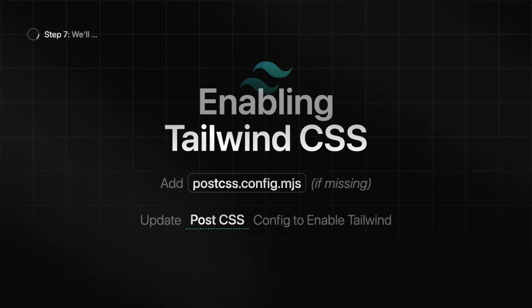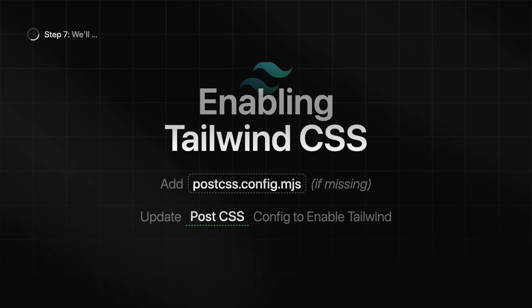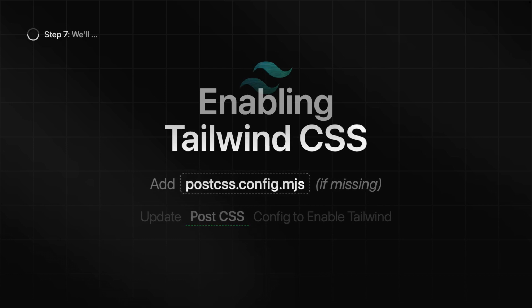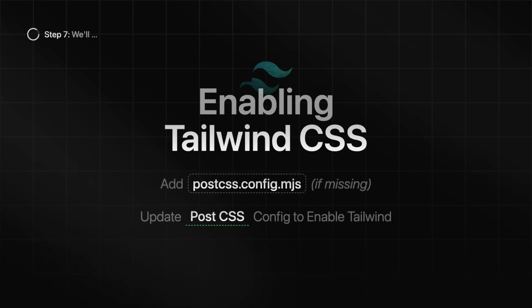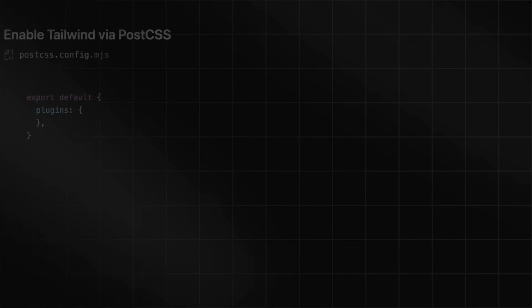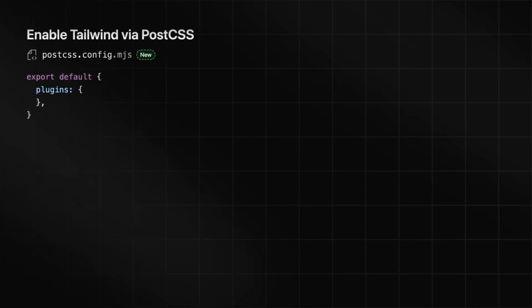As a last step, we'll simply enable TailwindCSS for our app. For that, we'll add a PostCSS file if missing, and update accordingly to achieve our goal. We'll start by adding a PostCSS file if missing, and adding TailwindCSS as a plugin. Remember that we'll also need to have it installed.